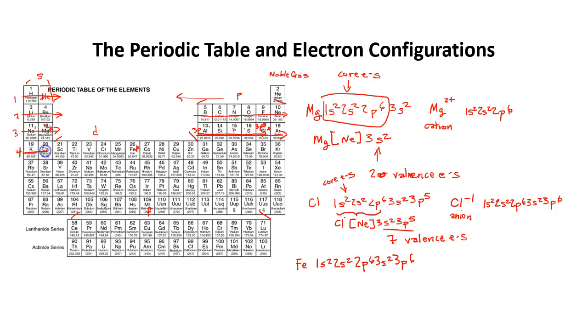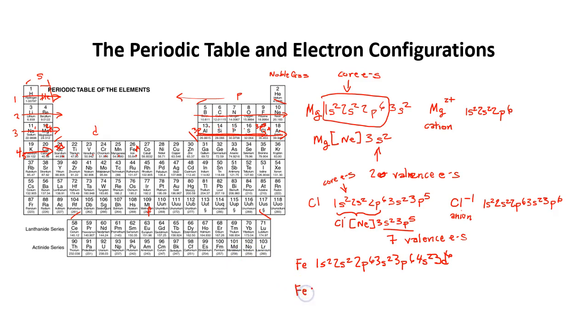And then we get to 4. So we go through 4s. So that's going to be 4s2. D is always 1 less than s. So if this is 4s, then this is 3d. All right, so we go 3d, and then we count 1, 2, 3, 4, 5, 6. So that's going to be 3d6.